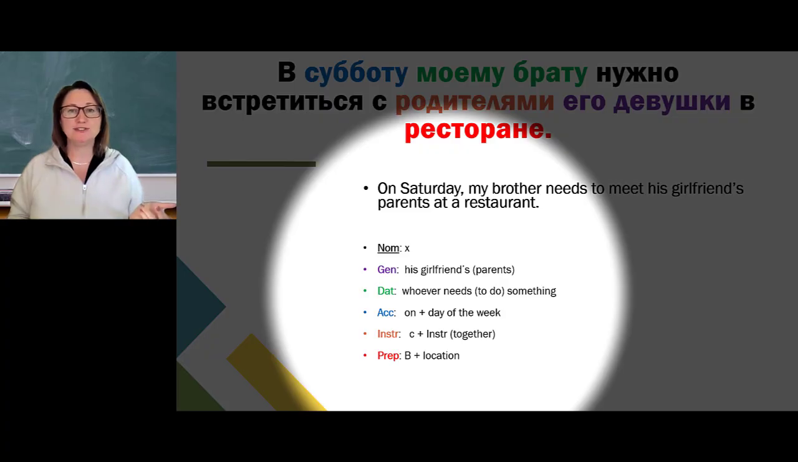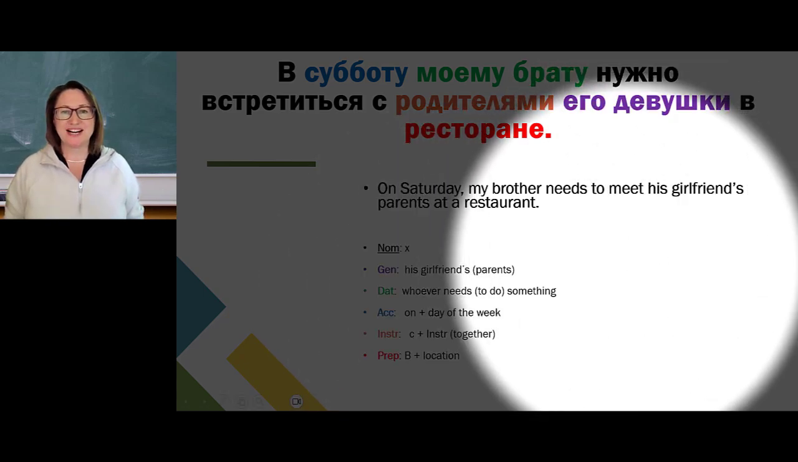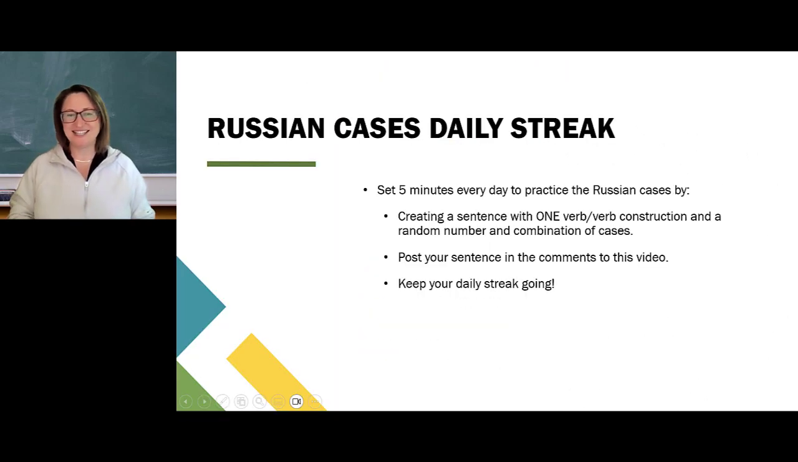And says my brother needs something, that would be the dative. So then genitive is его девушки, because it's his girlfriend's parents. And в субботу is again accusative, because something happens on a specific day of the week. Instrumental с родителями, because with, and prepositional is в plus location в ресторане. So there you go. So that is a good exercise.